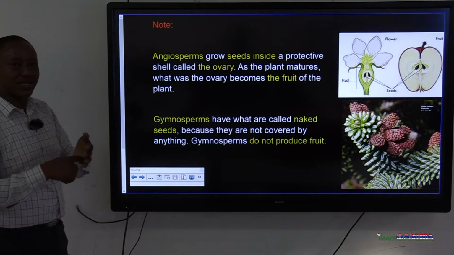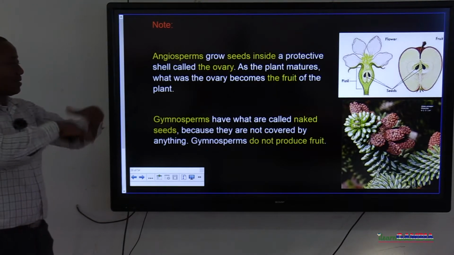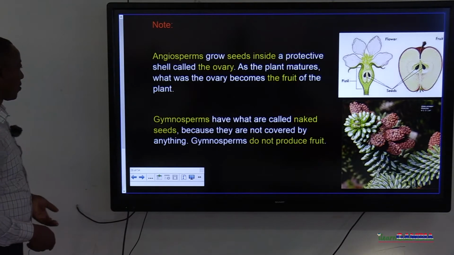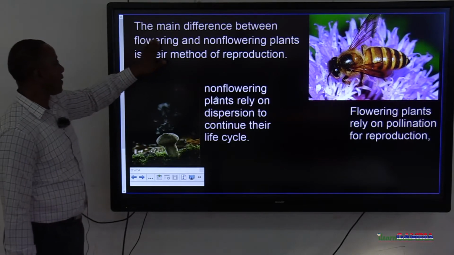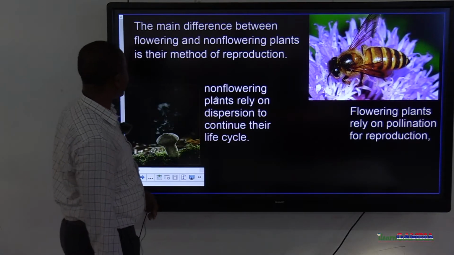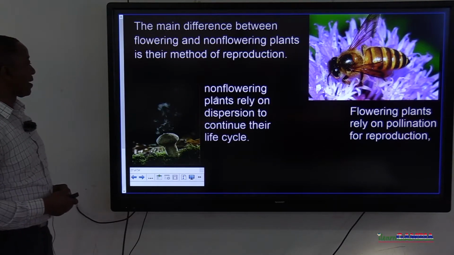Angiosperms, the seed is inside, covered by fruit. Gymnosperm, the seed is naked. There's no fruit covering or protecting it. So the main difference between flowering and non-flowering plants is their method of reproduction.